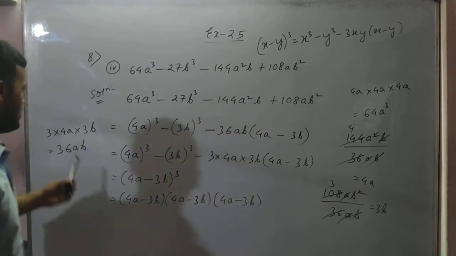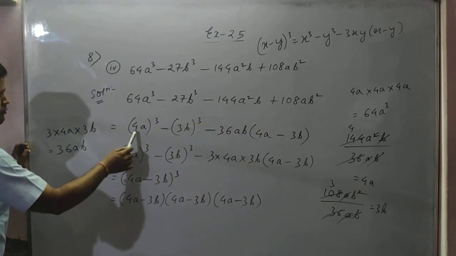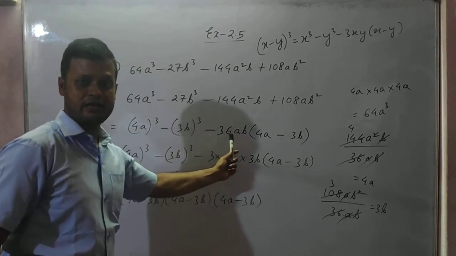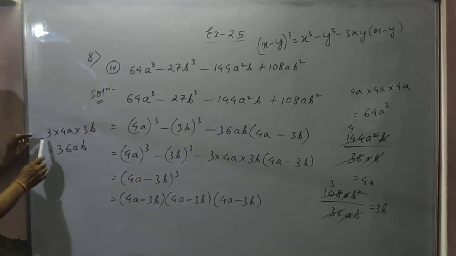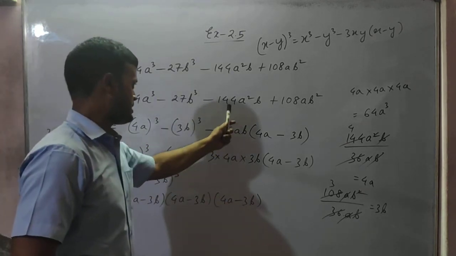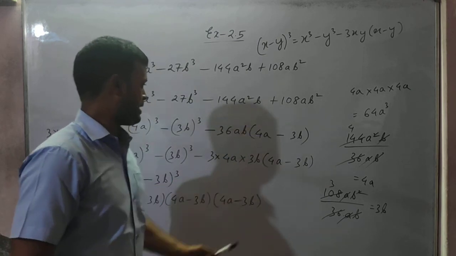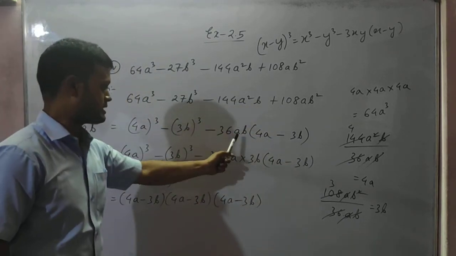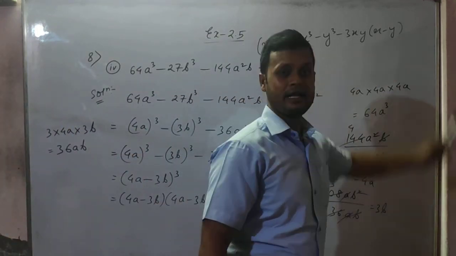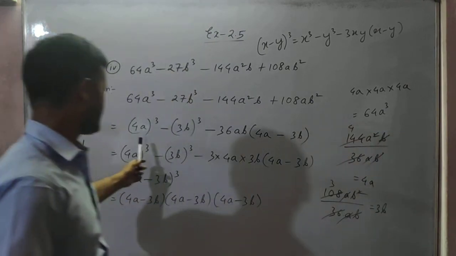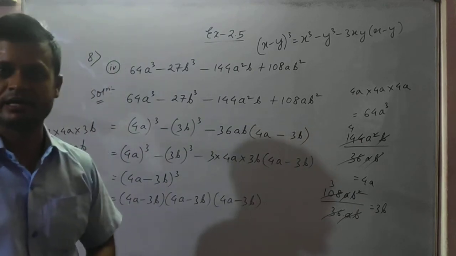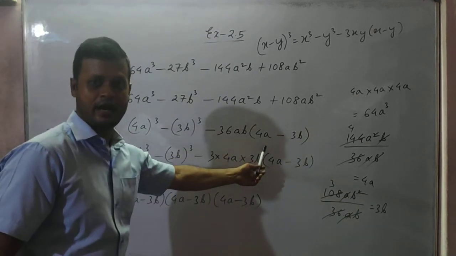As I said, 64a cube I wrote 4a whole cube, 27b cube I wrote 3b whole cube, and minus 36ab. How did I find minus 36ab? I multiplied 3 into 4a into 3b. So 36ab I found. So minus 36ab I am taking common. From these two terms, if I take minus 36ab common, what will I find? I will obviously find 4a, because inside the bracket automatically x minus y will come only, because what is x here? 4a. I showed you by dividing also, no? You can check yourself by dividing also, but this will 100% come.